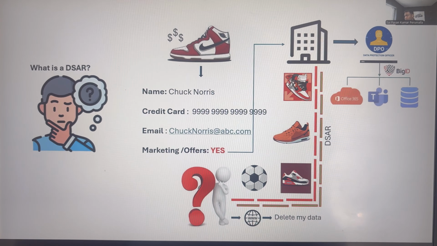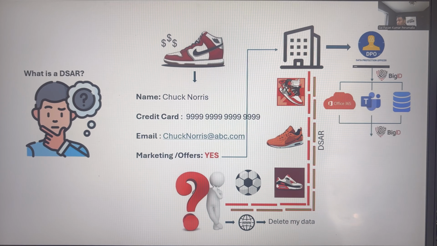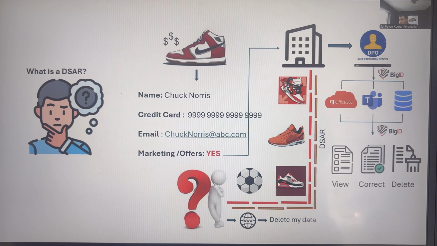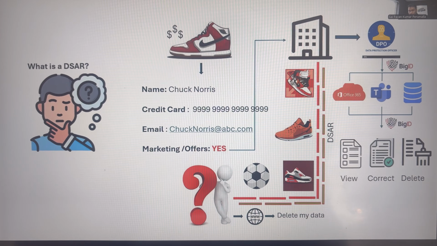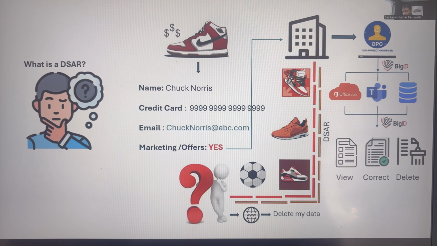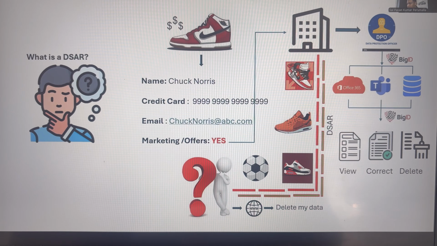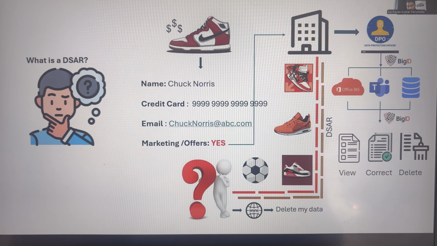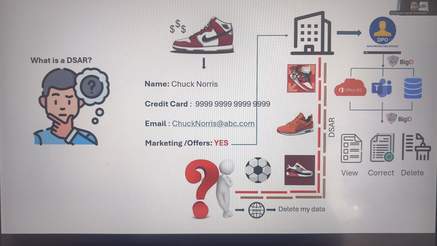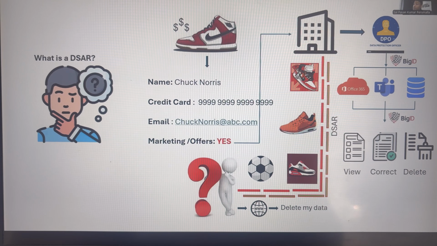So BigID in this aspect scans through different data sources, acquires all the data related to me in this example, and then processes the request. If I made a view request, in which the consumer is saying, I want to view all the data that you hold about me, then it's processed as a view request. If I'm saying, oh, you got my second name or last name incorrect, can you please correct it? That will be a correction step from the DSAR perspective. And finally, you can also say, please delete my information. Based on this type of request, the organization will deal with it.